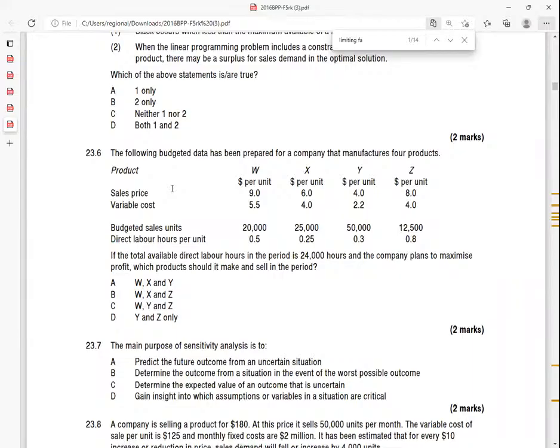2 marks means 2 minutes. So I'm giving you exactly, ladies and gentlemen, 2 minutes. Let's start. Let's see how far you get with this question within 2 minutes.